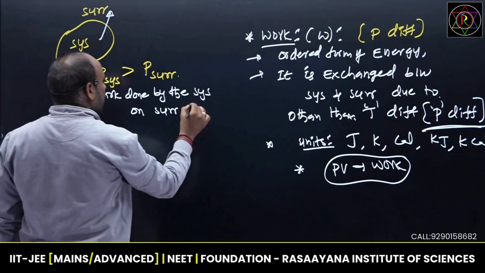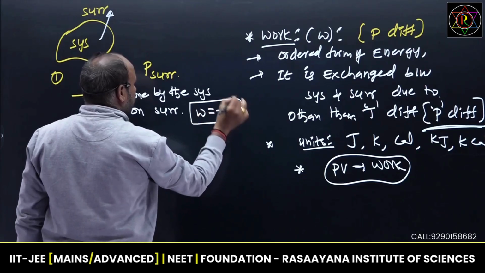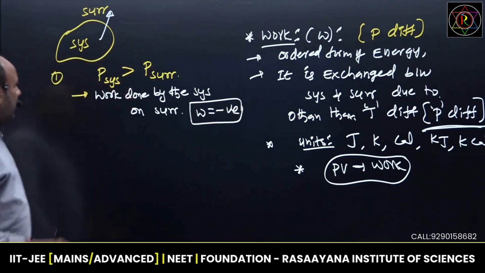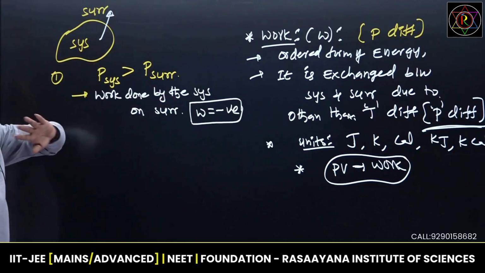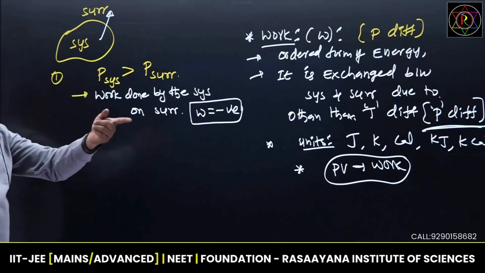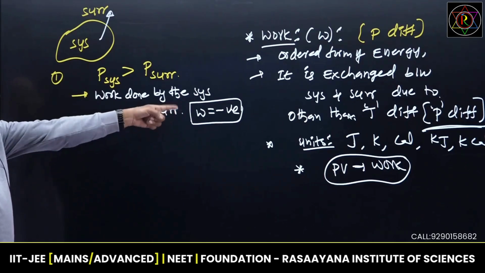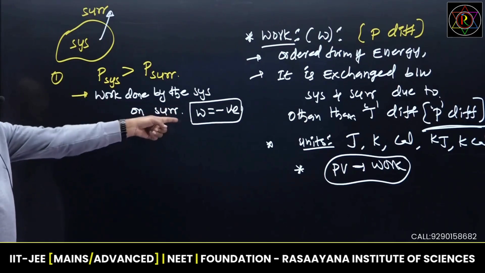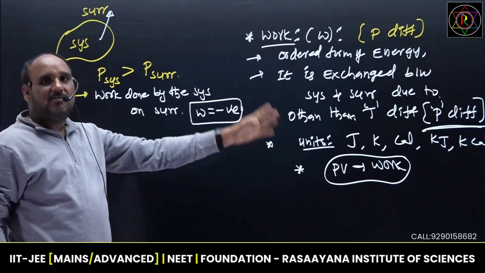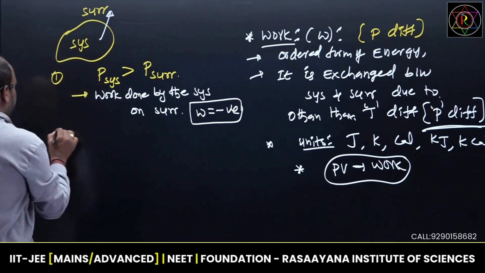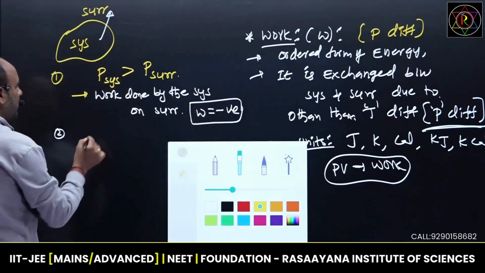Therefore that will be denoted with W equals a negative sign, right? So whenever the pressure of the system is very high compared to the surroundings, some pressure will be transferred from the system to the surroundings. Whenever pressure is transferred, there is work done by the system on the surroundings. Therefore at that time the system is going to lose some amount of energy, that is W equals negative, right?